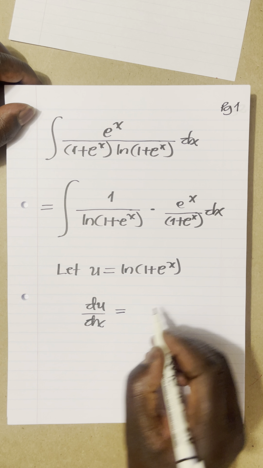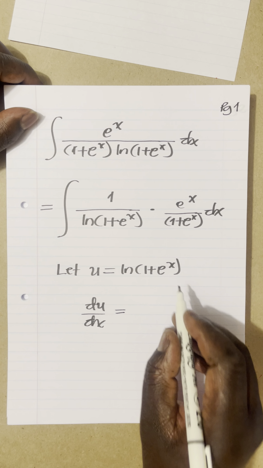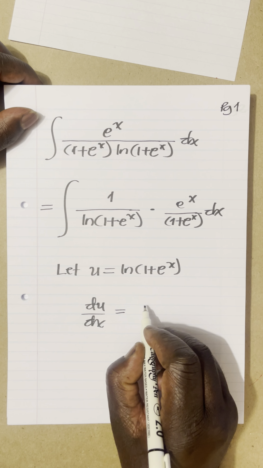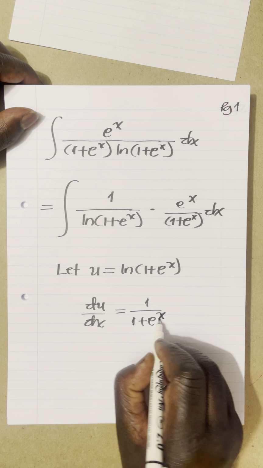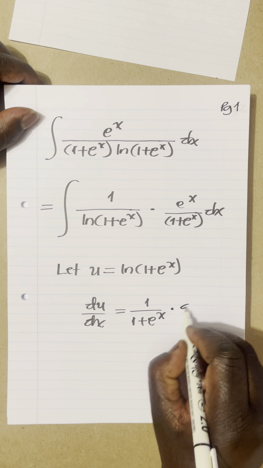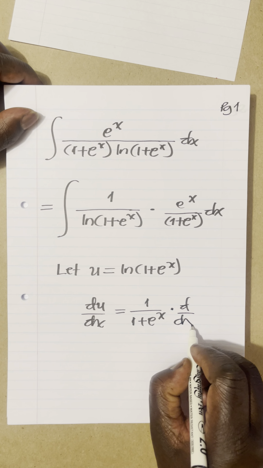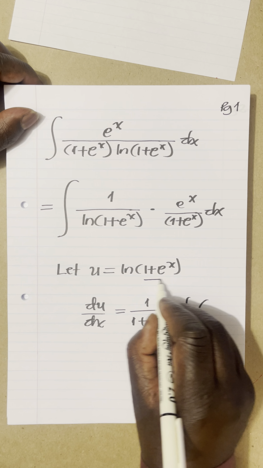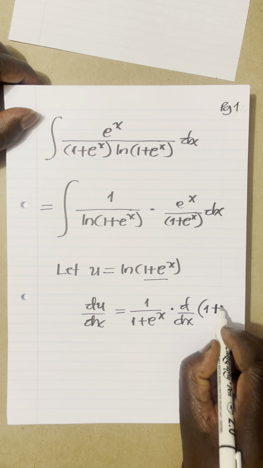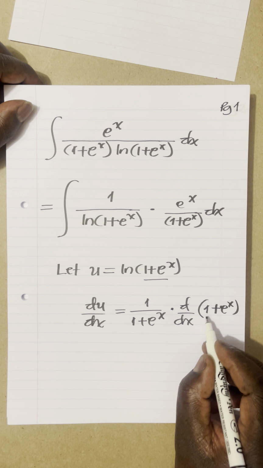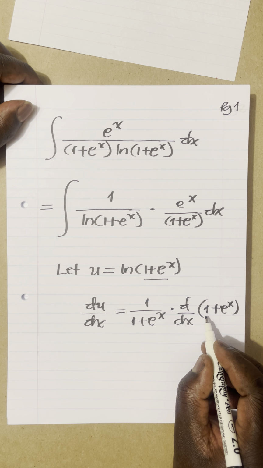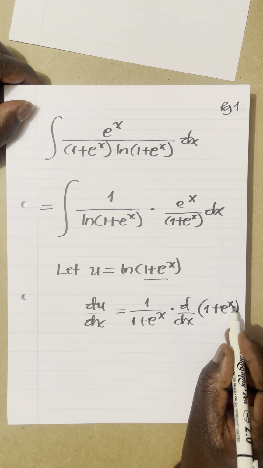the answer must be equal to, remember how we differentiate logs? It's this expression here reciprocated, then multiply by derivative with respect to x of this same expression, the whole of it, 1 plus e to the power x. Now notice derivative with respect to x of 1 is 0 because 1 is a constant, but derivative with respect to x of e to the power x is e to the power x.